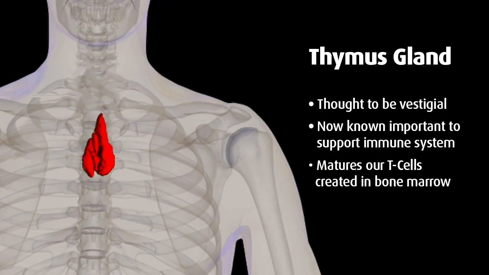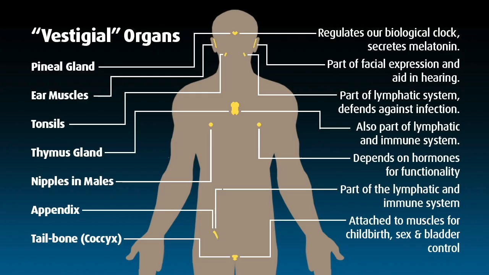And the thymus gland, which is in our chests, it was thought to be vestigial because they didn't know what it did. And now they have found out it's very important to support the human immune system. That's where the T cells that are created in the bone marrow get matured and are then able to go around and scout for things that don't belong in our bloodstream and get rid of them. Rather than vestigial organs being truly vestigial and not having a current purpose, in other words, having been leftovers from evolution, they are now recognized as being all of them important in human function.